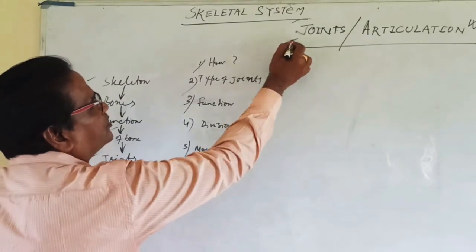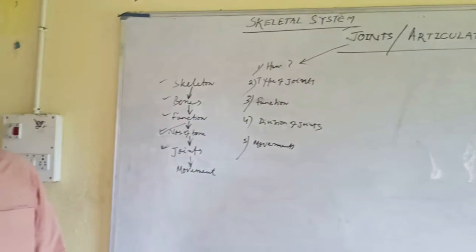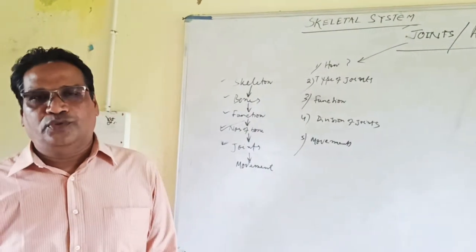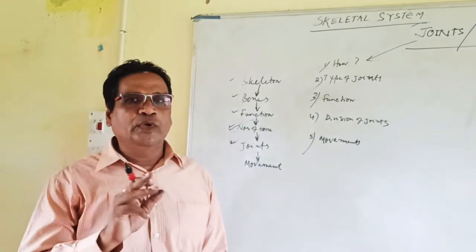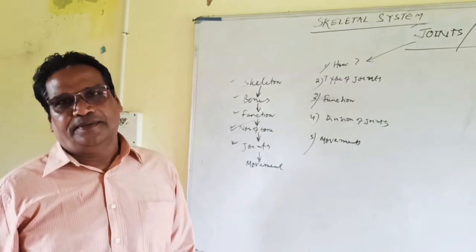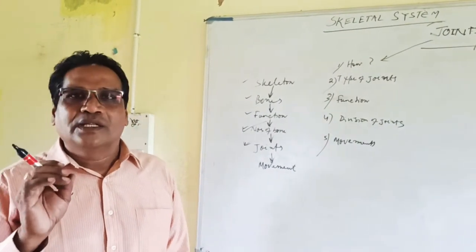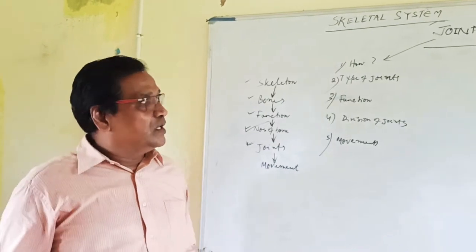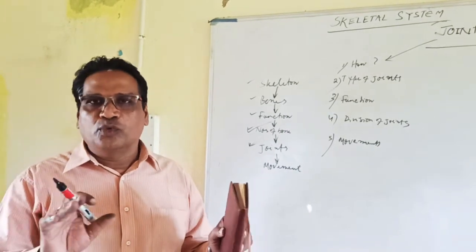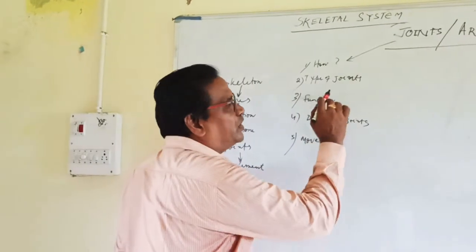So how is a joint formed? A joint is formed when two or more bones meet each other with connective tissue in between. With the help of connective tissue and cartilage, the soft bone, the bones bind with each other and form joints. This way a joint is formed.